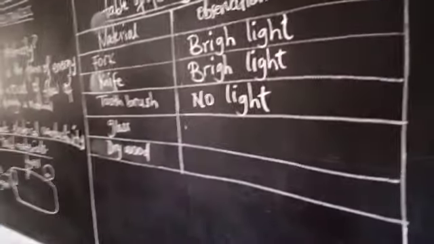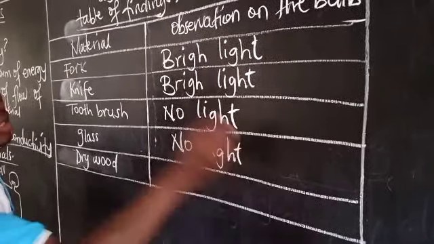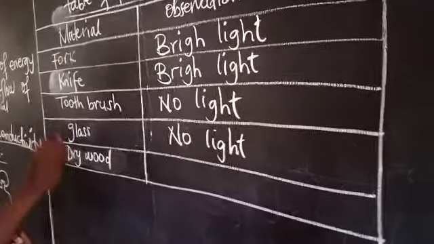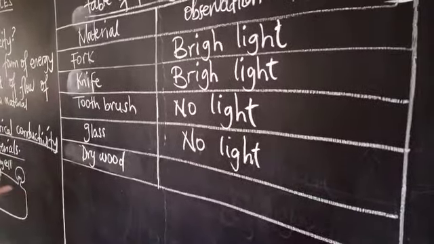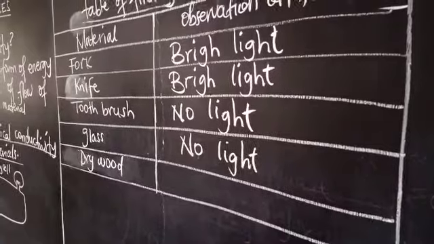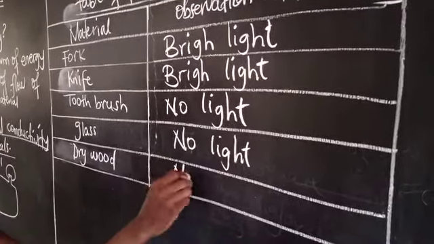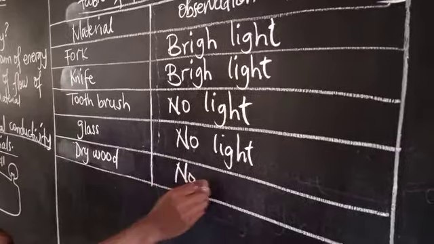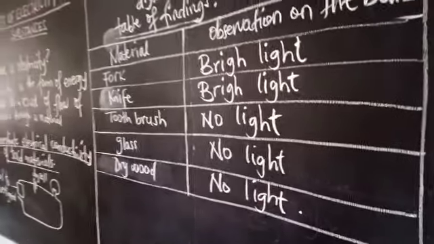And when you use glass, you will still see no light. In the same way, when you use dry wood, make sure it is dry. Do not choose the one that is not dry. Choose the one which is dry for some reasons that we are going to see later. You will also see no light.